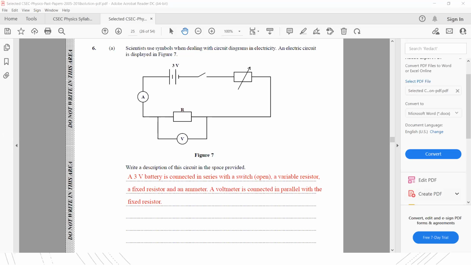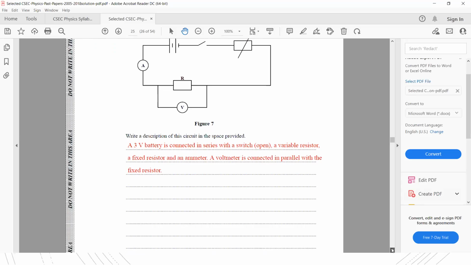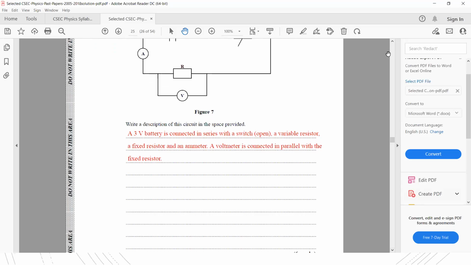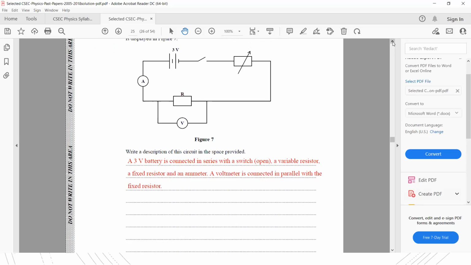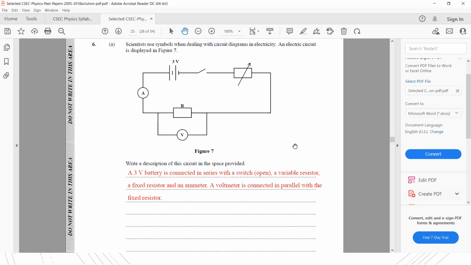All right, good evening, everyone. For this question, we have a circuit diagram that is labeled, and you're asked to state or give a description of the circuit in the space provided.